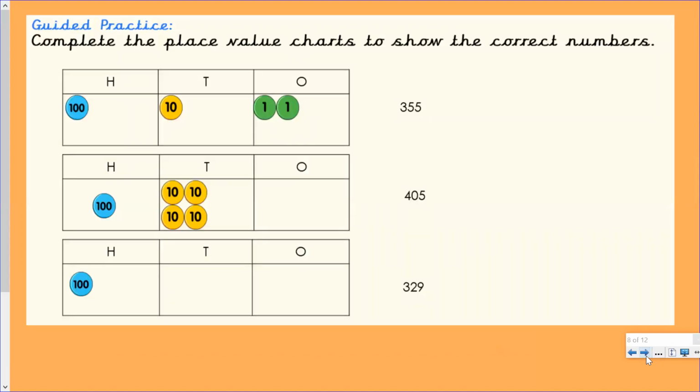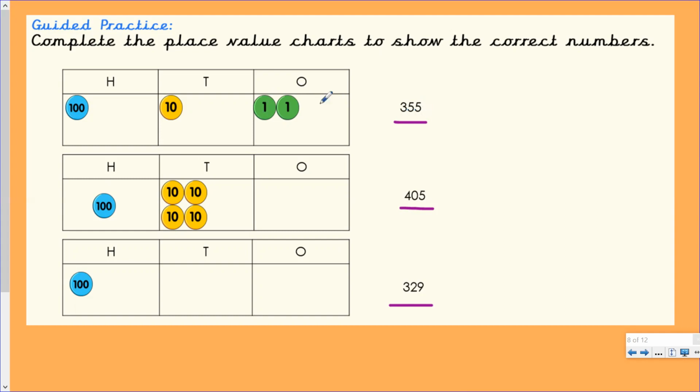Okay. Complete the place value charts to show the correct numbers. So here we've been given some numbers, and they are going to be represented in the place value chart, but at the moment the place value grids are not complete. So if we look carefully, how many ones do we have? Here we have 5 ones. How many ones are represented in the place value grid? Only 2. So we need to correct the place value grid to represent the correct number.